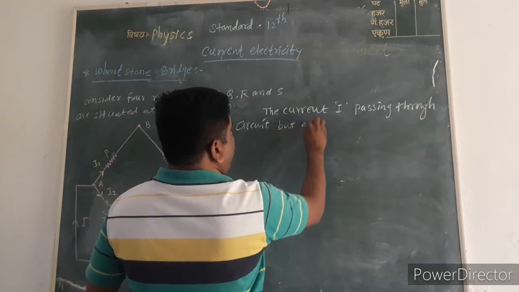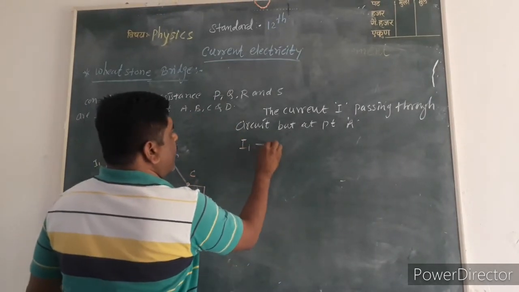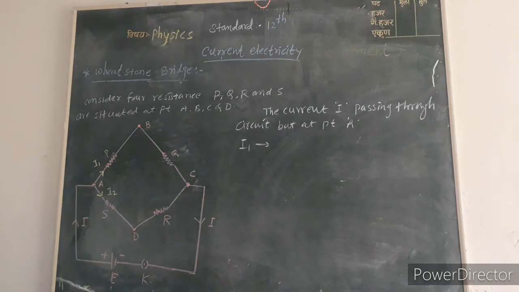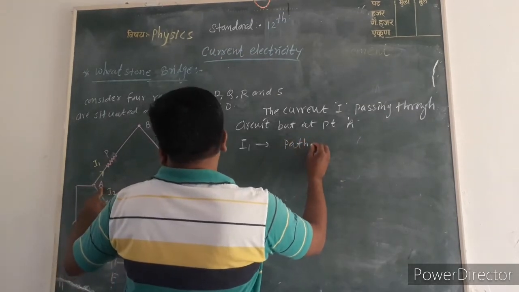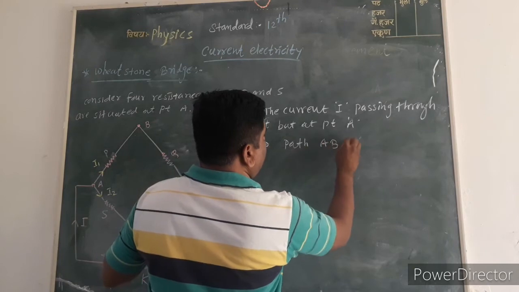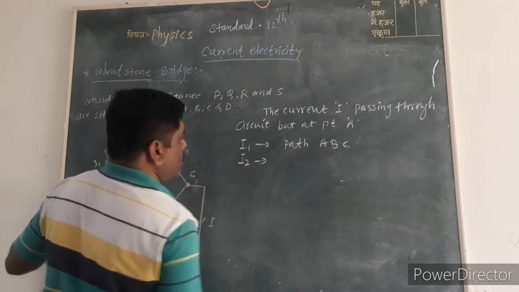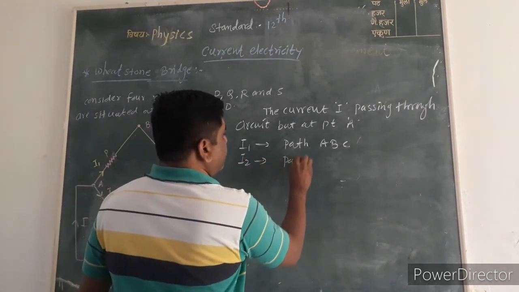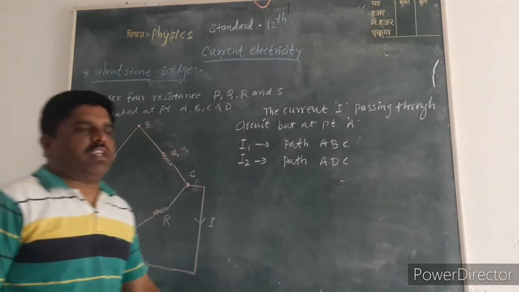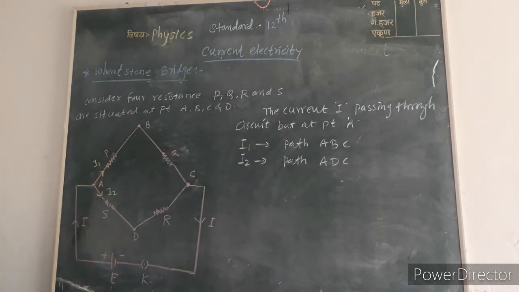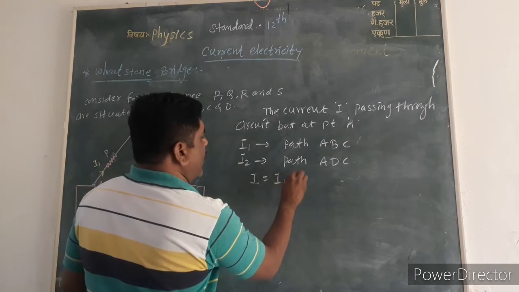At point A, current I1 passes through the path ABC, and current I2 passes through the path ADC. At point A and at point C, the total current I is equal to I1 plus I2.